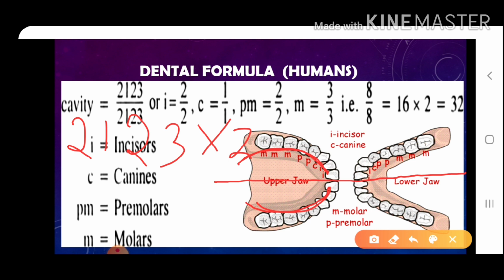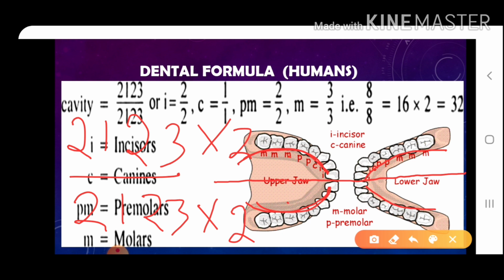This 2 represents this side and this side. Then again on the lower jaw we would write 2, 1, 2, 3. Again you would see there is the same set of teeth on this side and the same set of teeth on this side. So we would just multiply it by 2 again. When you multiply the upper side by 2, you need to add all this.